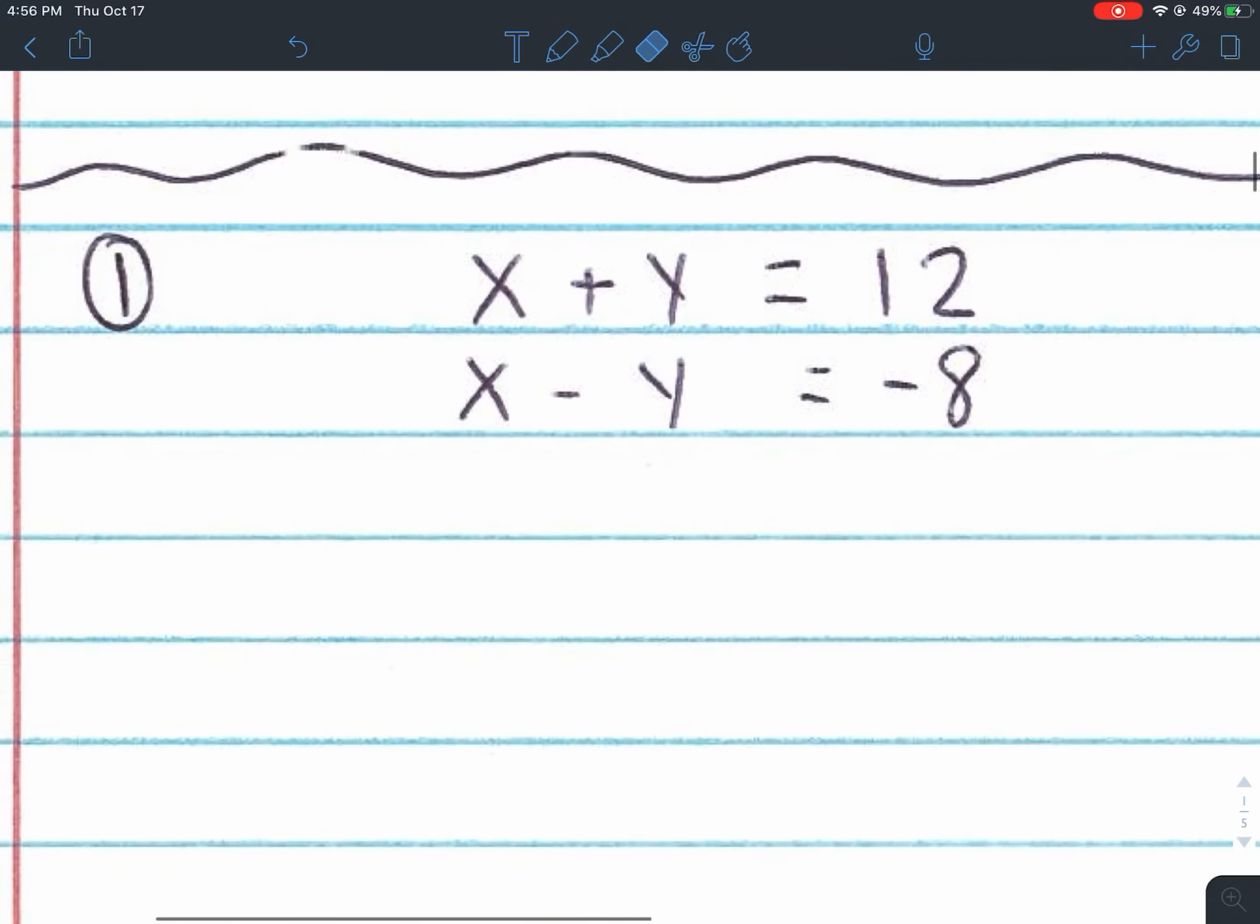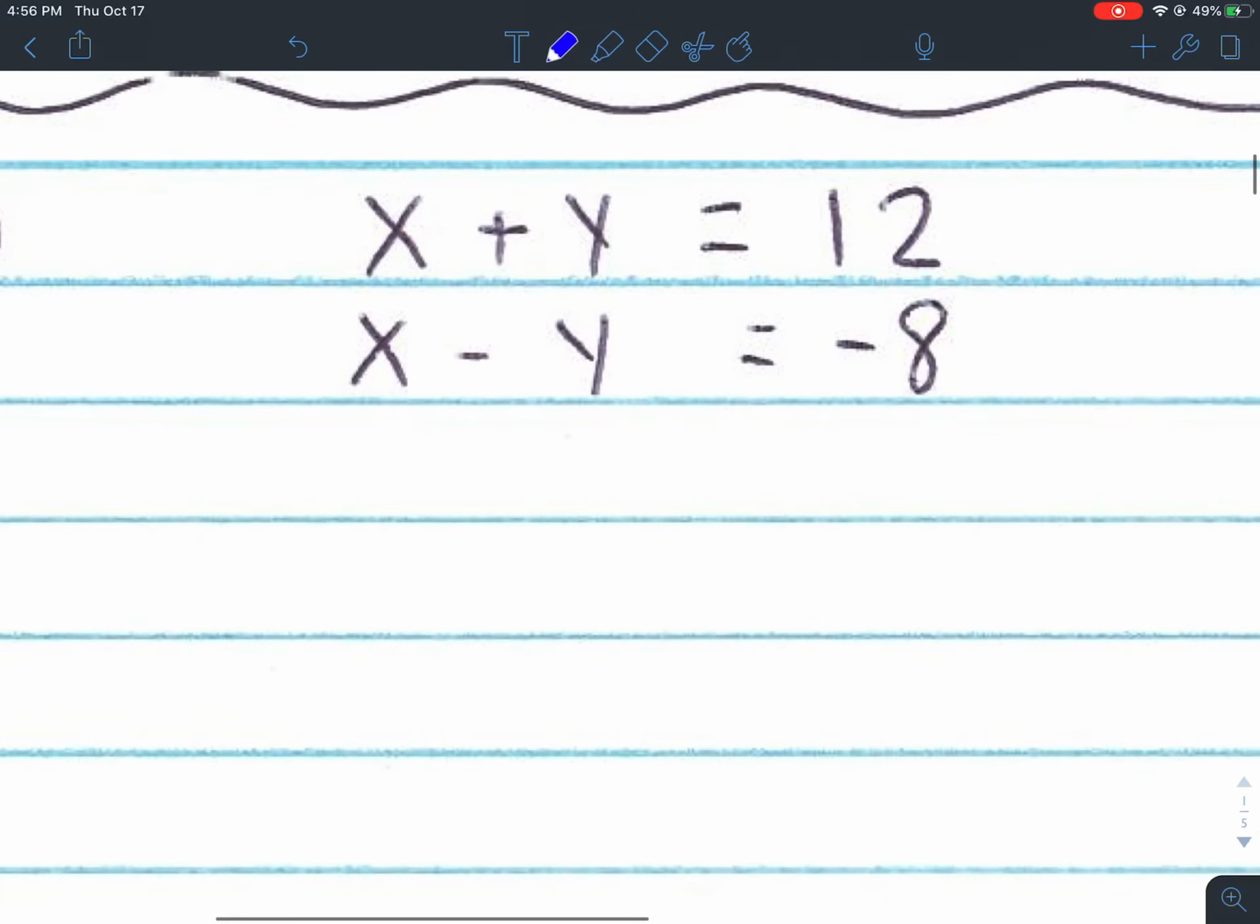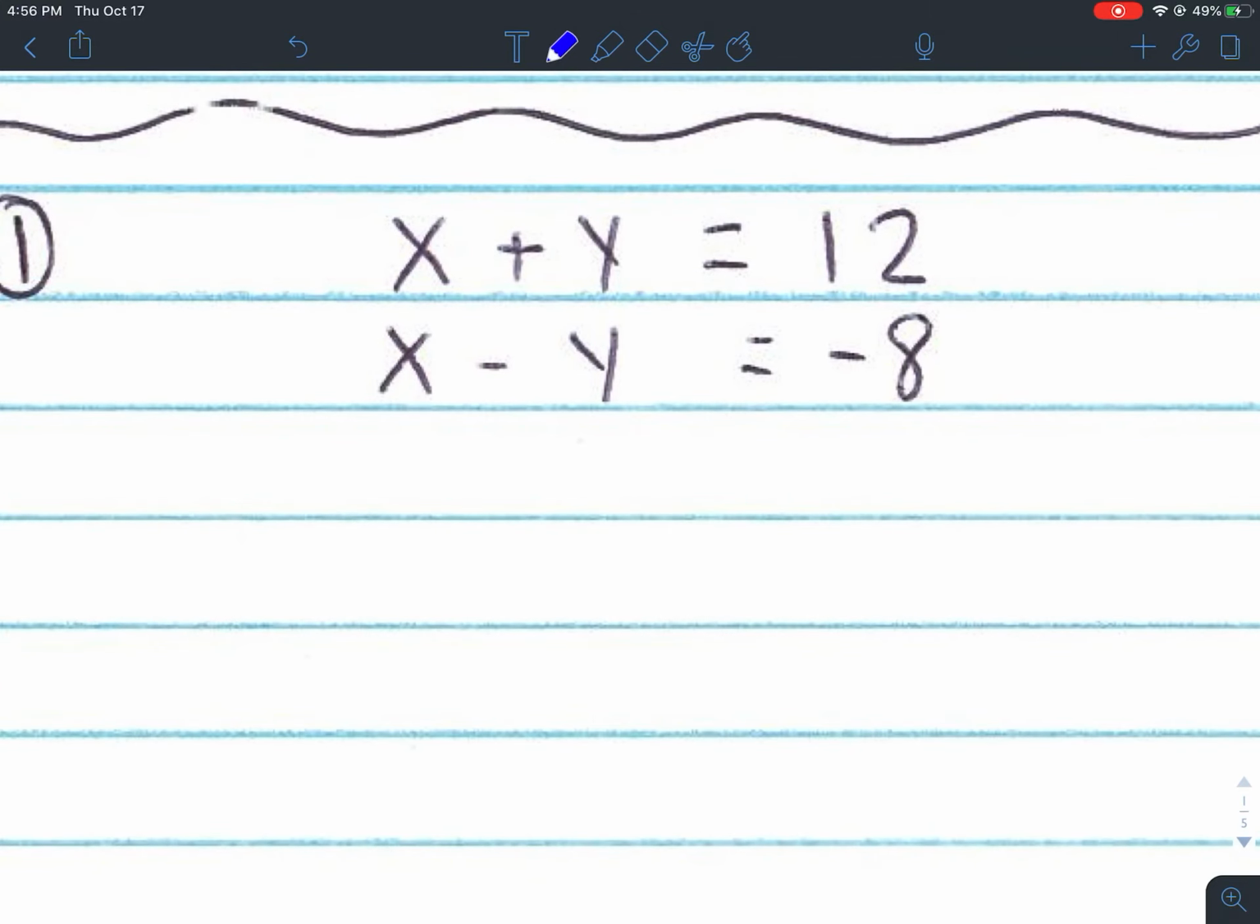It's going to be the same type of concept with number 1. So the first thing I'm going to ask you is to draw a giant plus sign. I want you to draw a giant little line where you would add these together.